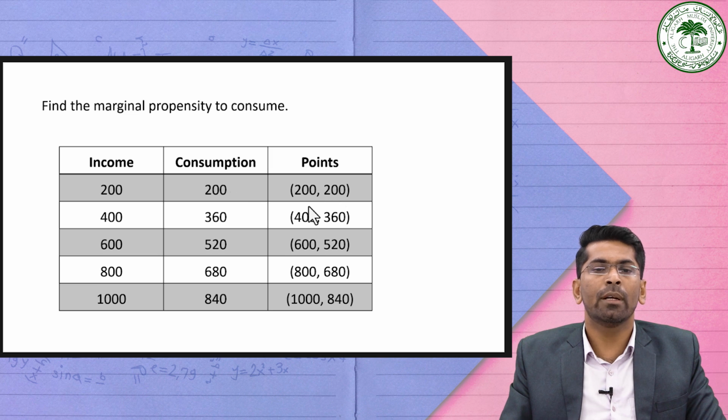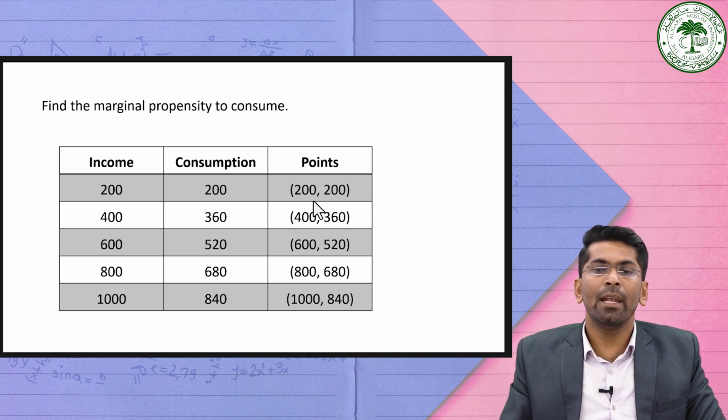So, it is 200, 200, 400, 360, 600, 520, 800, 680 and 1000, 840. And these are nothing but the various pairs, and we can plot these pairs. So, each pair of values represents a point on the graph.